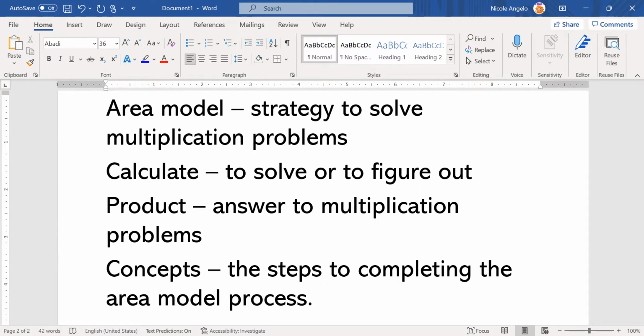So those are our vocabulary definitions. Again, it's area model, which does need to be known how to use and work with it. Calculate, product, and concepts.